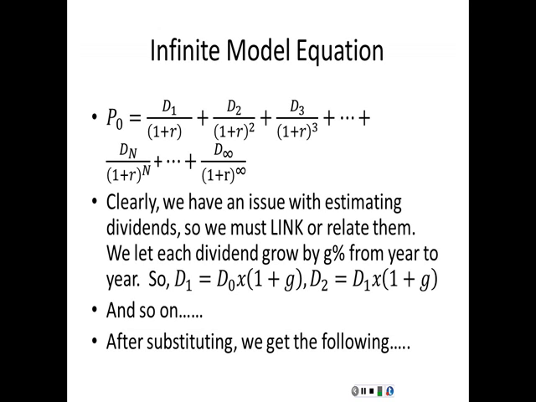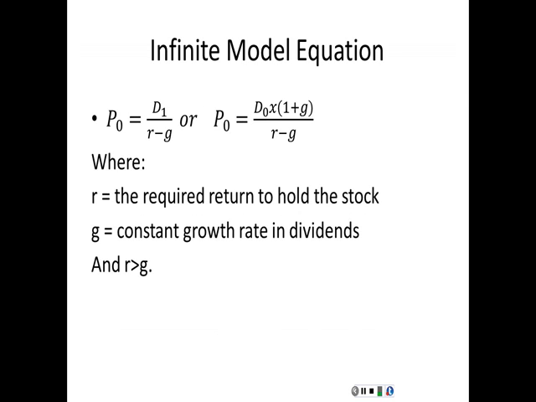Now to solve this is really impossible unless we make some sort of assumption. And the assumption we have to make is that all the dividends are linked together by a constant growth rate G. So if I know the dividend today, I know the dividend next year would just be today's dividend times 1 plus G. And we can link every one of them in that manner. So we substitute in our equation and we get the following.